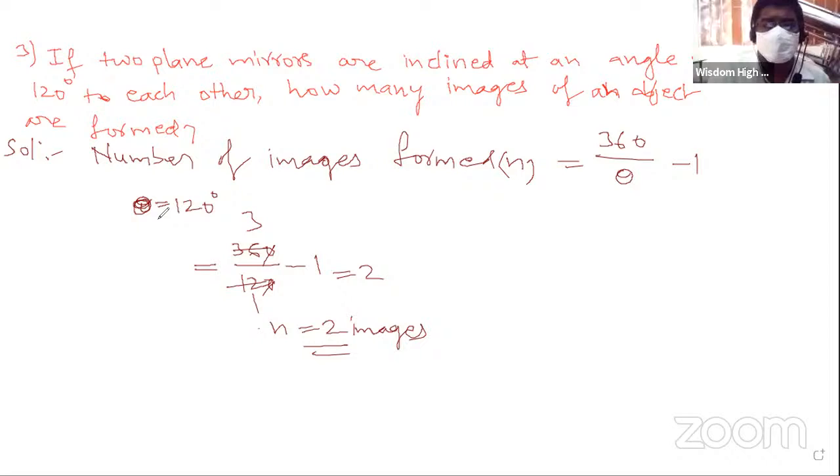Listen here. The number of images formed is 360 by theta minus 1. Theta is given as 120 degrees, so we substitute its value in the place of theta. So 360 by 120 minus 1. The zeros get cancelled: 12 ones are 12, 12 threes are 36. So 3 minus 1 means 2 images. How many images are formed? 2 images.